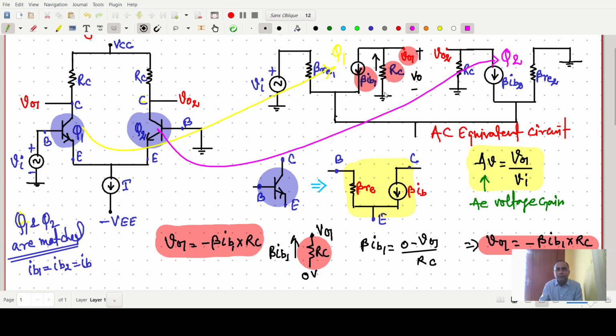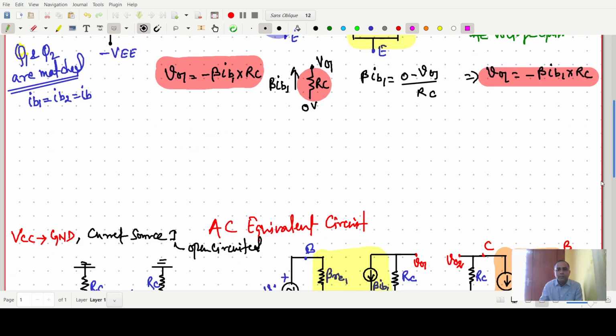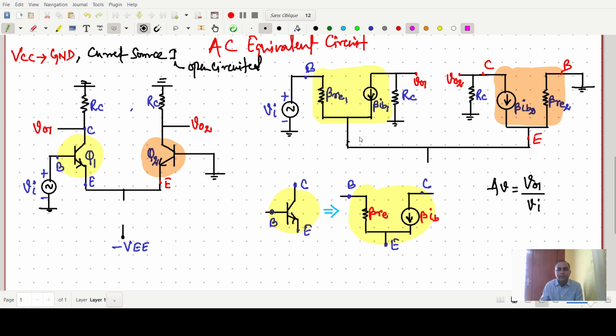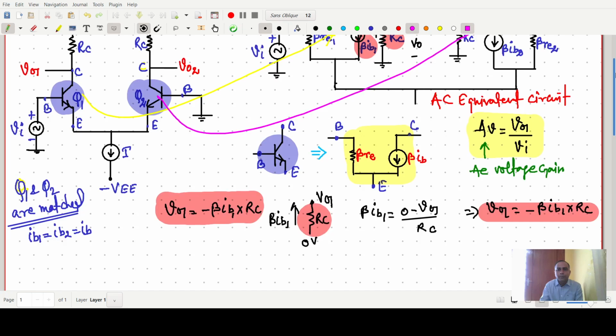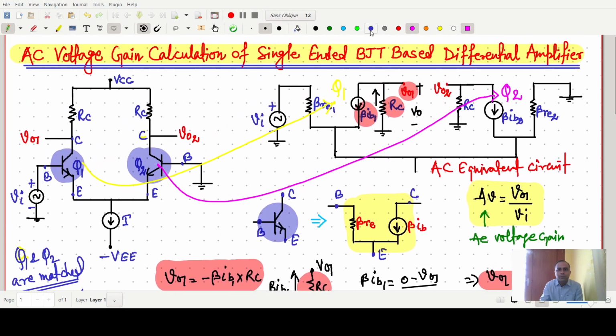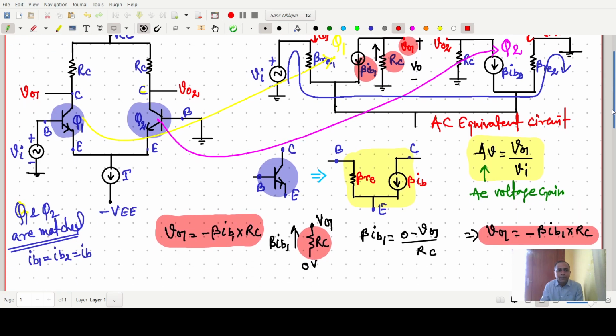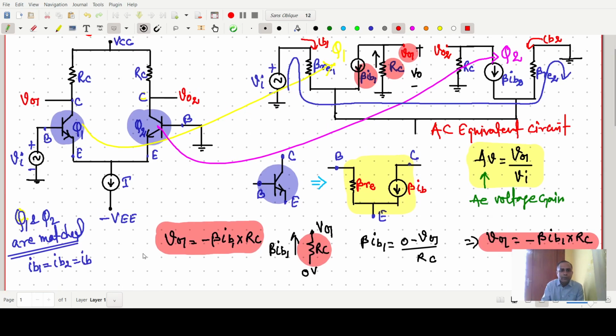After that, what we will do, I'm showing in this diagram, or we can do it from this one also. If we apply Kirchhoff's voltage law in this loop, as we know the current in this branch is IB1, and the current in this one will be IB2. So if we apply Kirchhoff's voltage law, what can we write?